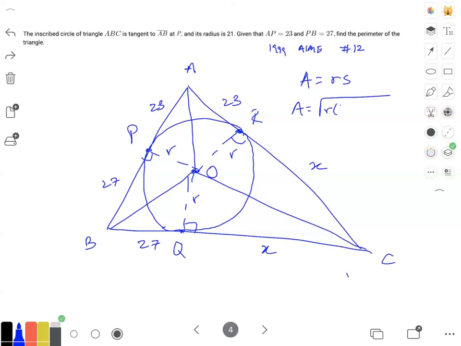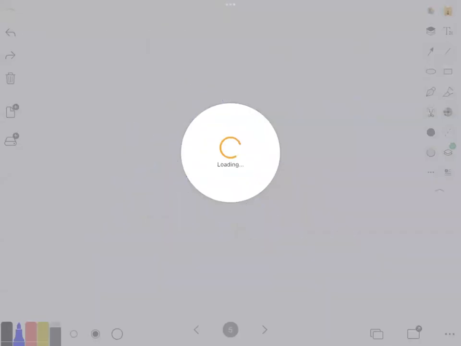But then the area by Heron's is also equal to the square root of S times S minus A. I mean, is there an S? Yeah, it's an S, not an R. S minus A, S minus B, S minus C. I'll leave that as an exercise to prove as well. That's a nice trigonometric proof. Okay, hold on. S minus C. Anyways, S minus C. Okay, so now let's equate these two areas. So if I square both sides, I get R squared, S squared is equal to S times S minus A, S minus B, S minus C. Cancel the S.